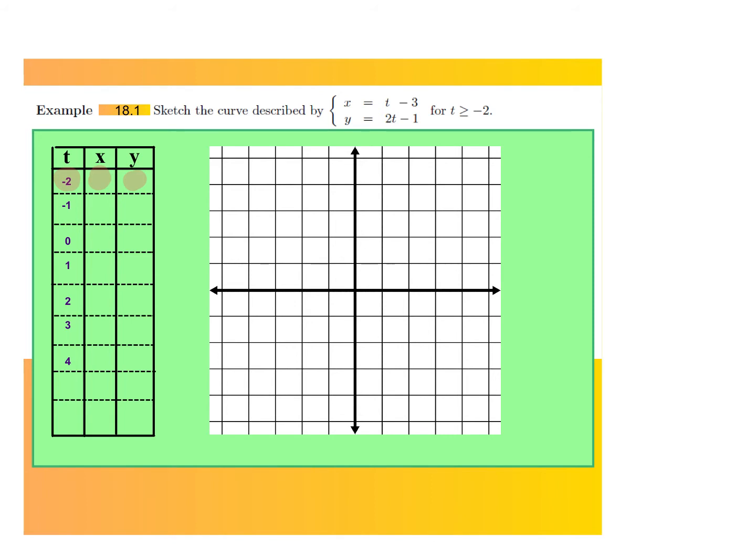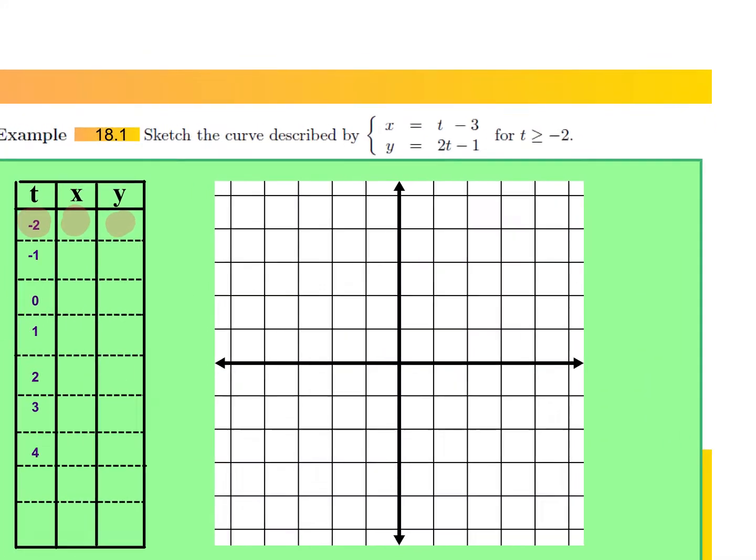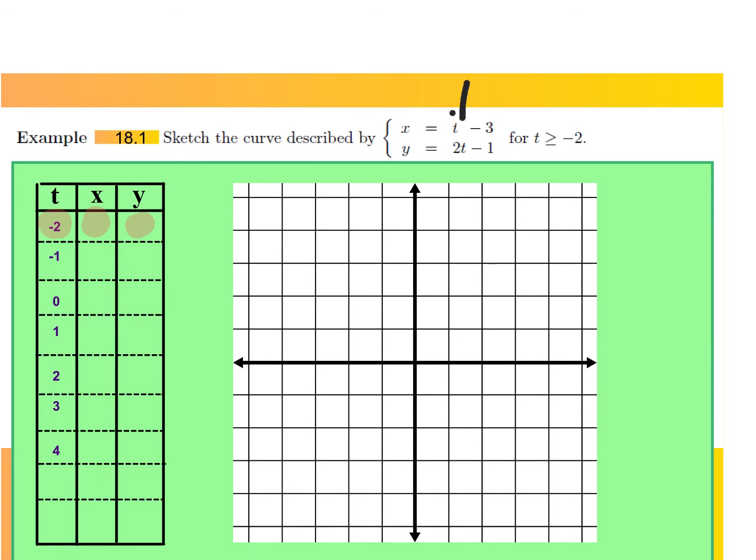I'd like you all to put -2 into this equation. Put -2 in right here. T is -2. T is -2. And see what you get for x and y. Compare it with your partner. Make sure you guys get the same thing. Pause for a second while you stick in -2.